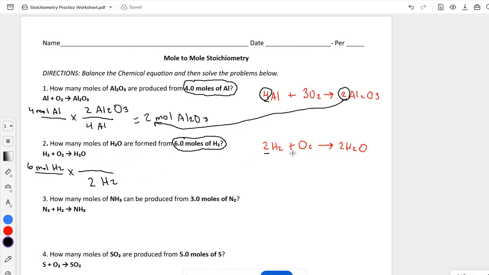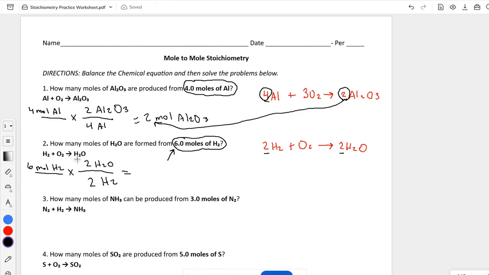And now what's the ratio for water? Oh, it is also 2. The ratio is 2 to 2, which equals 1. 2 H2Os will be on the top because that's what we want. Now, since the ratio is 2 to 2, 1 to 1, and we got 6 moles of hydrogen, we're going to make the same exact amount of water. We're going to make 6 moles of water, but to prove it, we'll do this.